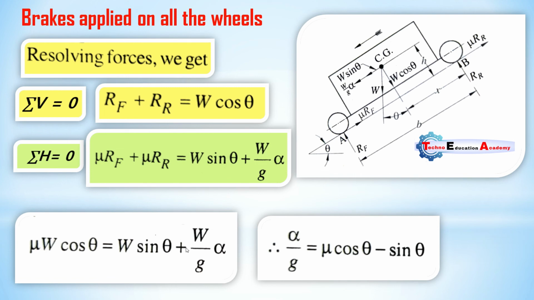And making alpha by g the subject, alpha by g equals mu cos theta, and when we shift W sin theta from the right hand side to the left hand side, it becomes negative, minus sin theta. So this is the value: alpha by g equals mu cos theta minus sin theta.